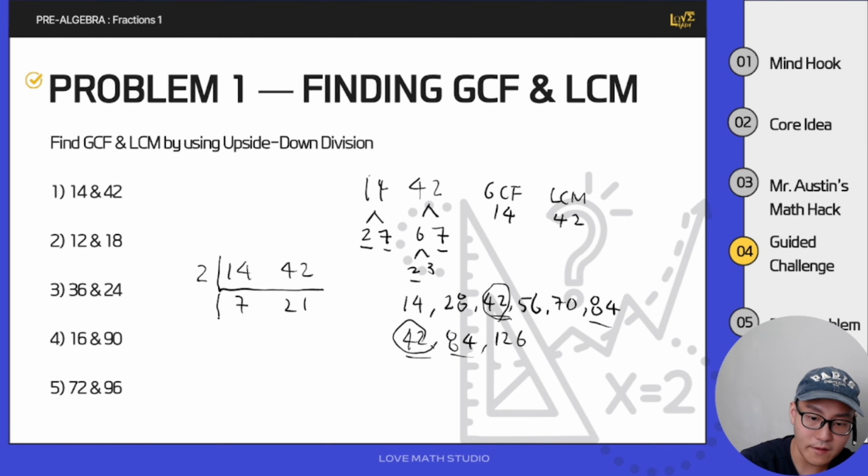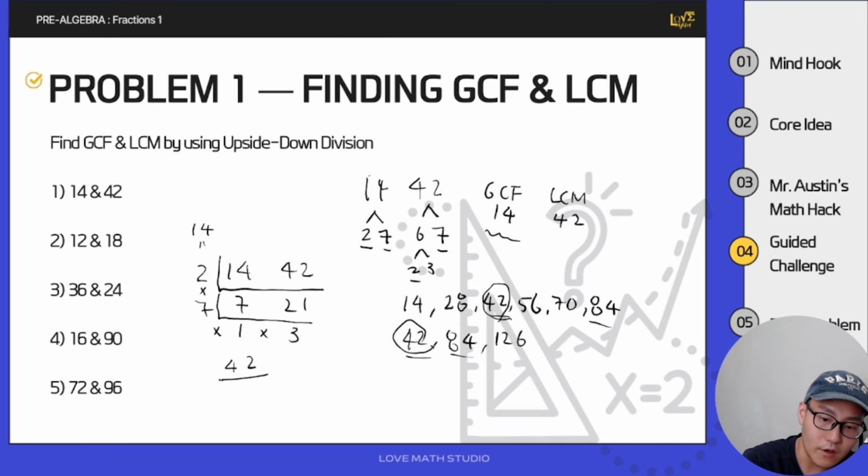So 7 and 21, what is the common factor? Of course, it's 7. 7 divided by 7 is 1. 21 divided by 7 is 3. Since 1 and 3 have only a factor of 1, you stop there. And if you multiply these two, 2 and 7, that is 14, isn't it? That is your greatest common factor. Then how to get the least common multiple? You multiply everything left over: 2 times 7 times 1 times 3, 42. That is your least common multiple.